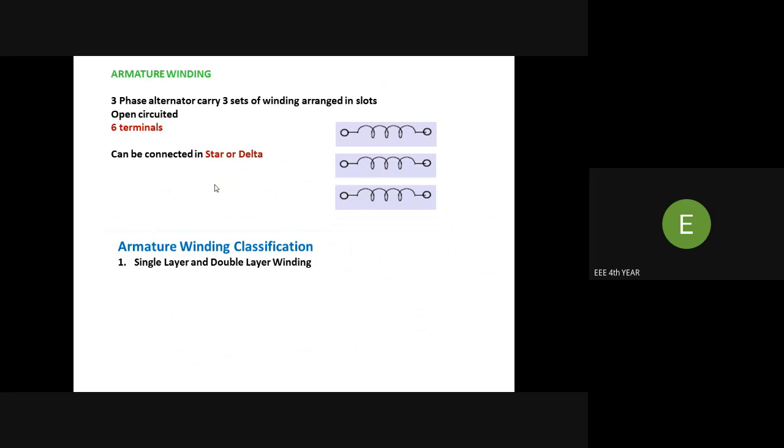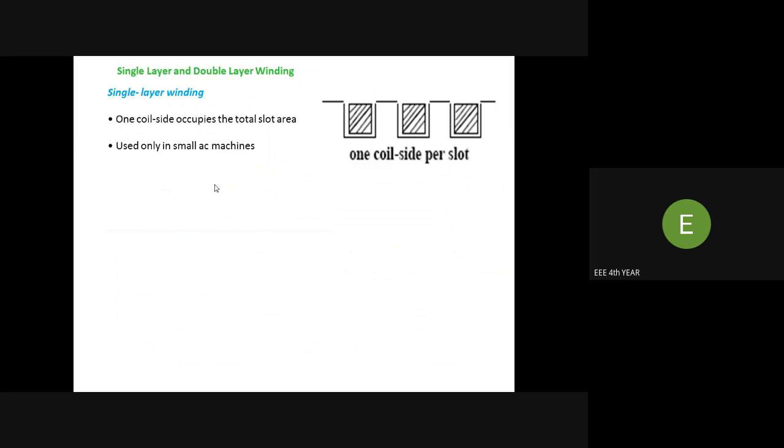Armature winding classification is mainly single layer and double layer winding, full pitch winding and short pitch winding, concentrated winding and distributed winding. Single layer winding means one slot occupies only one coil side. In that diagram, one slot has only one coil side, that is one coil side per slot. This type of arrangement is only applicable for small AC machines. In double layer winding, one slot occupies two coil sides.